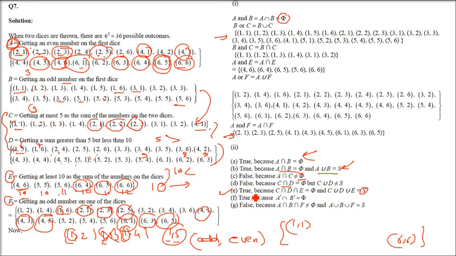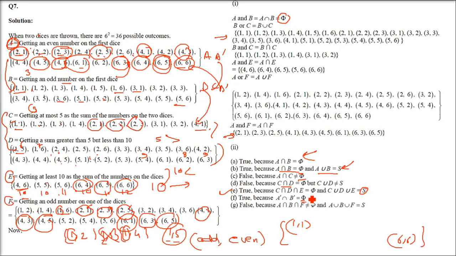Coming to F. A dash and B dash are mutually exclusive events. So what is A dash? A dash means universal set minus A, you are going to get B. What is B dash? Universal set minus B, which is the A set. So A complement is B and B complement is A in this case. So it's true. A complement intersection B complement is going to be the null set phi.